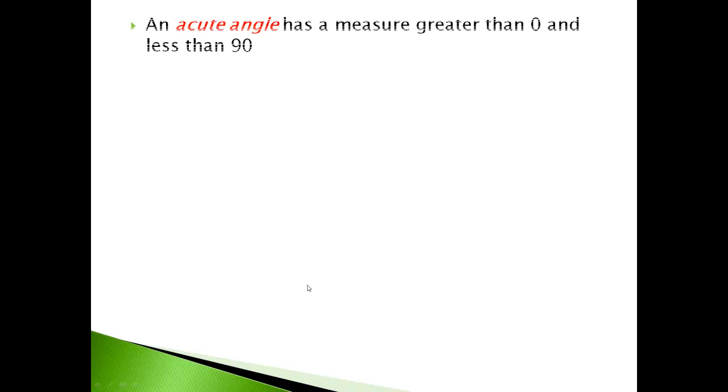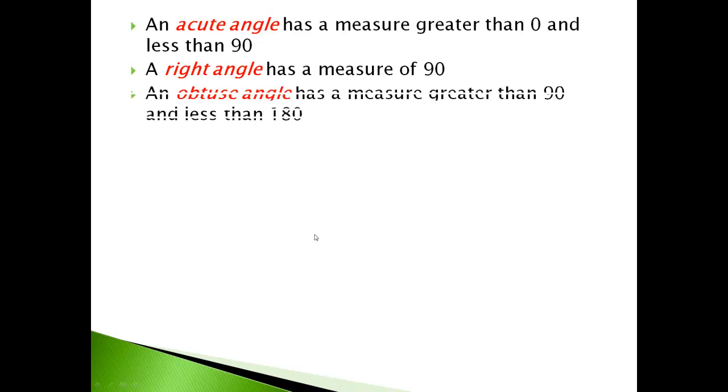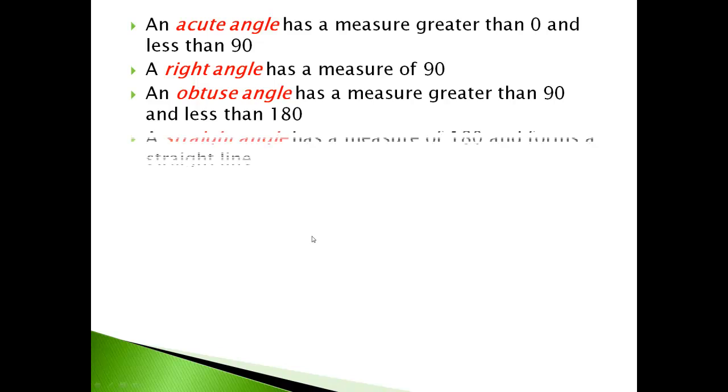Okay? So an acute angle has a measure greater than 0 but less than 90. A right angle has a measure of 90, only 90 degrees. An obtuse angle will have a measure greater than 90 but less than 180. And a straight angle has a measure of 180, and it forms a straight line.